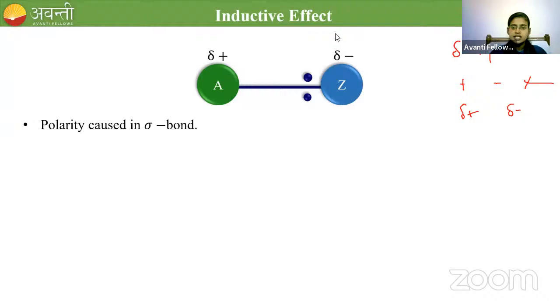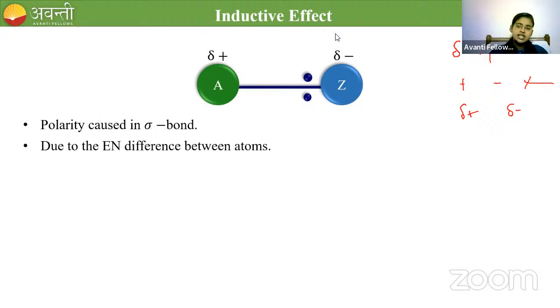Polarity is caused in the sigma bond. Pi bond means that there should be two bonds, right? One will be sigma and the other one will be pi. And we have only a sigma bond here in this molecule. The polarity is caused in the sigma bond. Why is it caused? Because of the electronegativity difference between the bonded atoms.